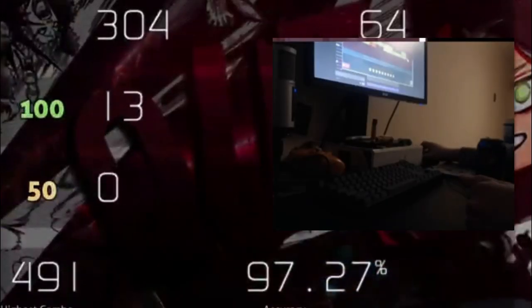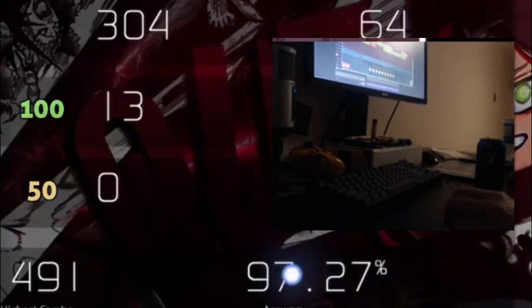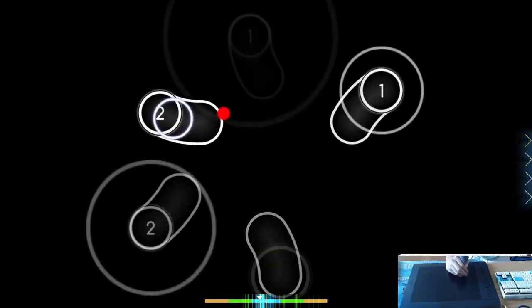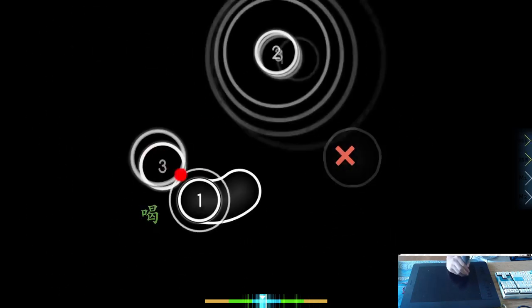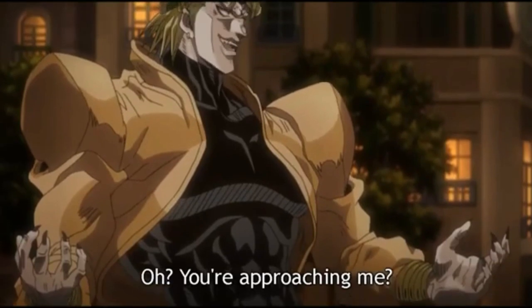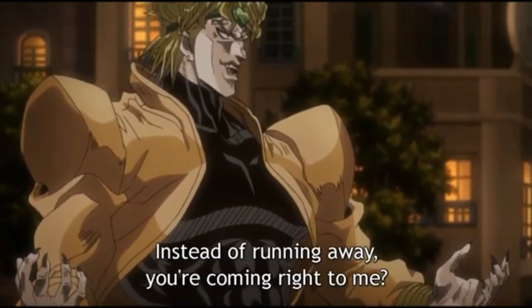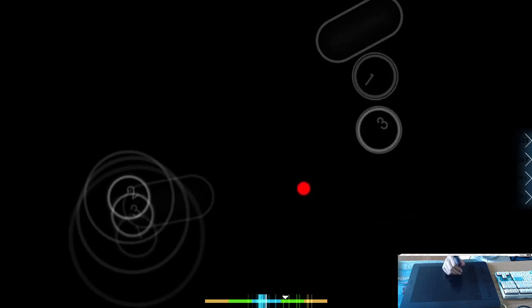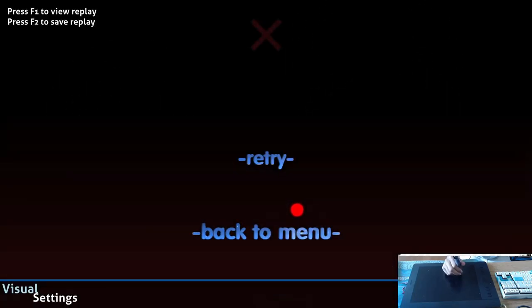I mean, 727! 727! When you see it! When you fucking see it! 727! What?